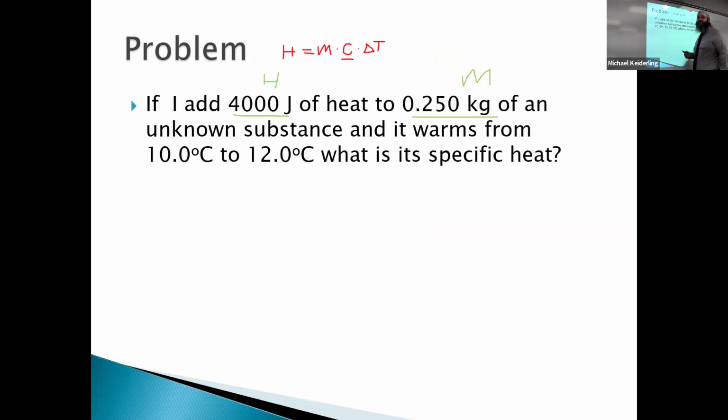So if I add 4,000 joules of heat to 0.25 kilograms of an unknown substance, and it warms from 10 degrees Celsius to 12 degrees Celsius, what is its specific heat? This is some weird substance that has weird properties.